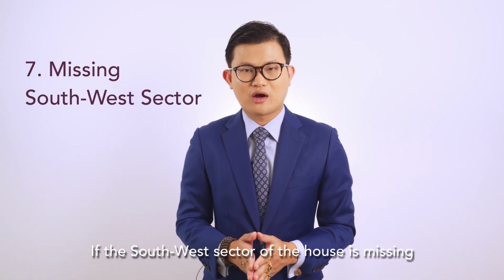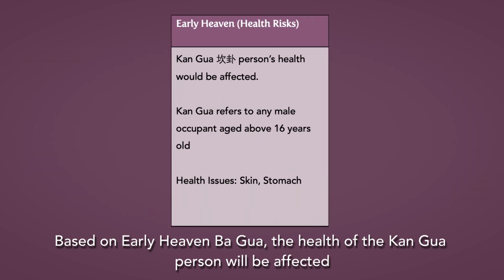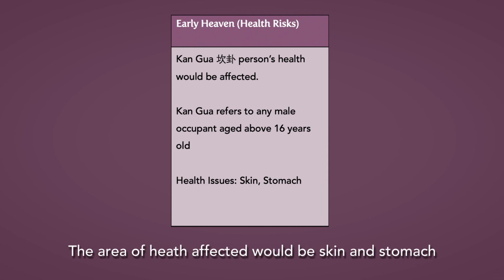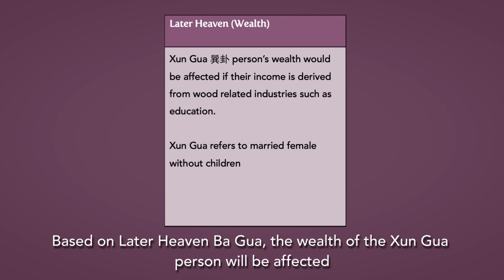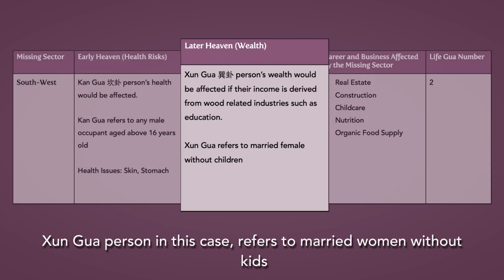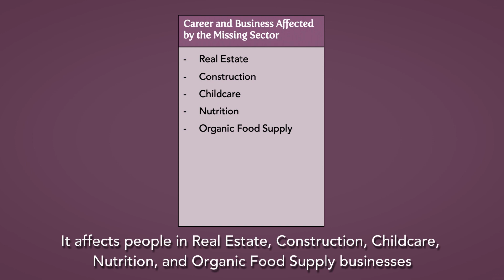If the southwest of the house is missing, based on Early Heaven Ba Gua, the health of the Kan Gua person will be affected. Kan Gua person refers to male aged above 16 years old. The area of health affected would be skin and stomach. Based on Later Heaven Ba Gua, the wealth of the Xun Gua person will be affected. Xun Gua person, in this case, refers to married women without kids. From career and business perspective, it affects people in the real estate, construction, childcare, nutritionist, and organic food supply business.